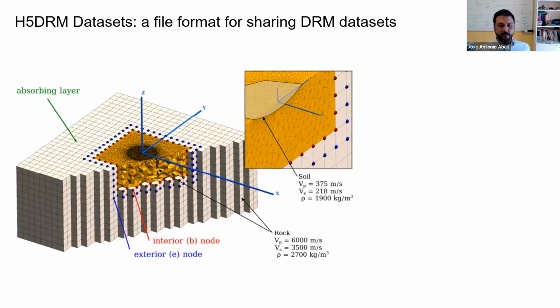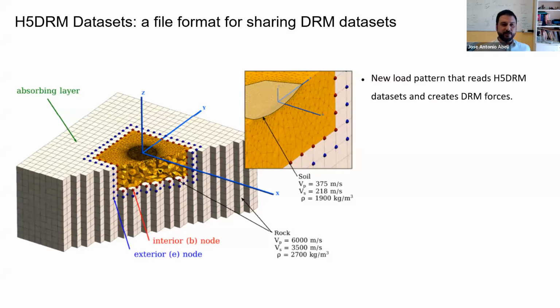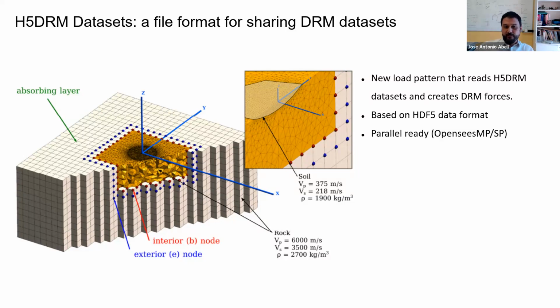So here's a zoom into what it looks like, but I want to talk about the H5DRM dataset and the load pattern. It's a new load pattern in OpenSees that can read these datasets. It's based on HDF5, a high performance computing data storage format. It's parallel ready, both in the writing of the HDF5 dataset through ShakerMaker, but also if you run it in OpenSees, you can run in OpenSeesMP, SP, whatever you want.